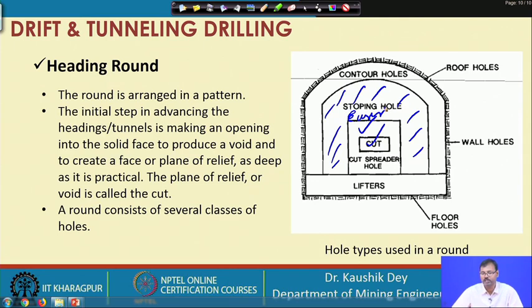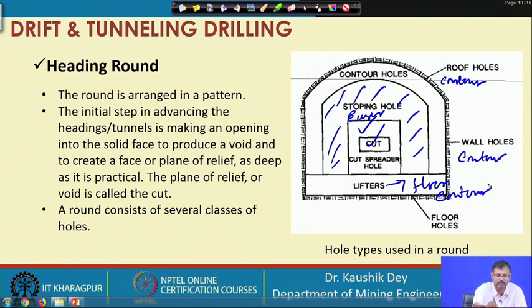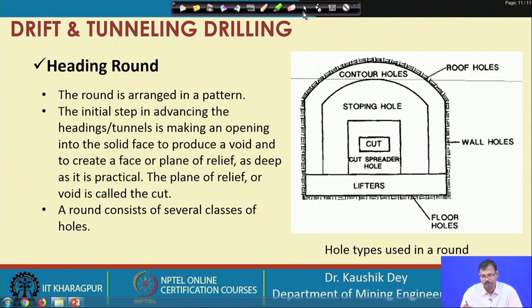Then the contour holes, which are basically divided into three parts. One is the roof contour holes, this is the wall contour holes, and lifters are basically the floor contour holes. So, together these are the contour holes or periphery holes, which are to be drilled in a special manner and excavated, blasted in a special manner, so that damage to the remaining rock mass should not occur. So, basically this is the purpose of drilling carried out in the different portions of an underground drift or underground tunnel.